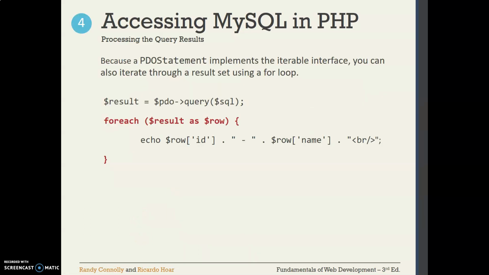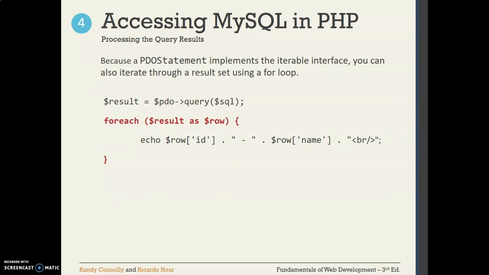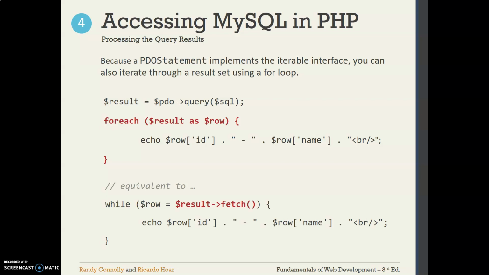So, the neat thing is a PDO statement implements something called the iterable, that's a tough word, interface, which means you can also iterate through a result set using a standard foreach loop. So as you can see here, we can use foreach, and we can access it the same way. So you can see here we used while, and here we use foreach. They both do the same thing. Oh, I'd forgotten that I put that here. Yeah, so these are interchangeable.